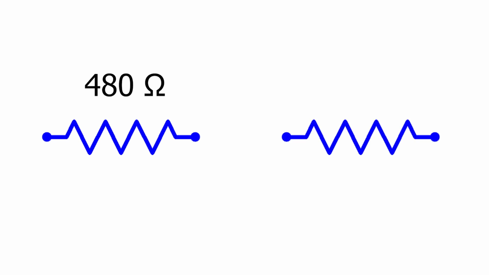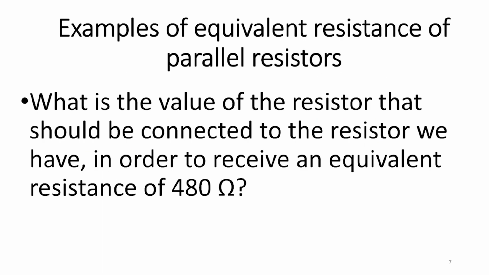Example 2. There is a need for a resistor whose value is 480 ohms. However, we can't find a resistor with this value. The resistor with the closest value we have is a resistor with a value of 800 ohms. What is the value of the resistor that should be connected to the resistor we have in order to receive an equivalent resistance of 480 ohms?